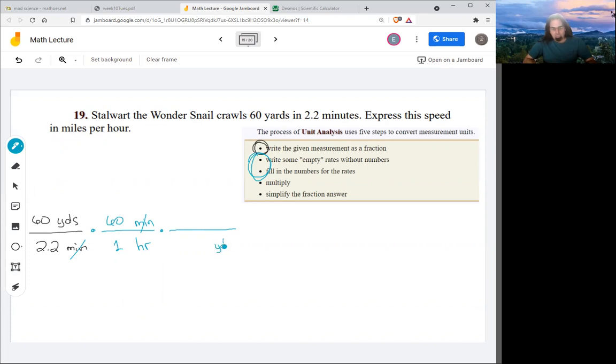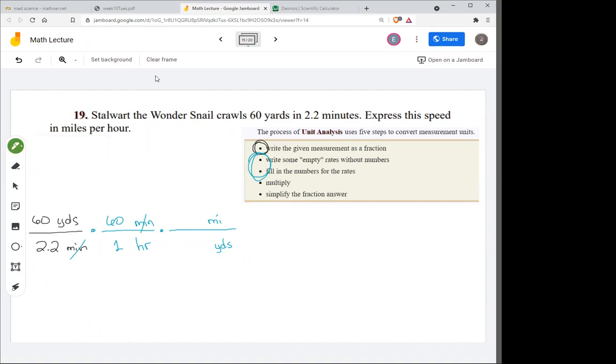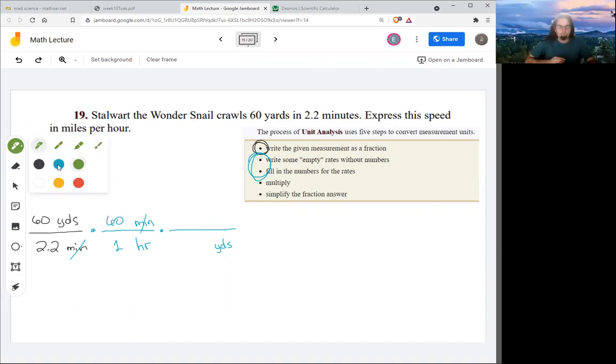How about this one? Yards going into miles. Do we know how many yards are in a mile? We could also go yards to feet and feet to mile in 2 steps. I think it'd be easier to go to feet to miles. Okay, so we'll do yards to feet. Some people have memorized yards per mile, but most of us just know that a mile is 5,280 feet.